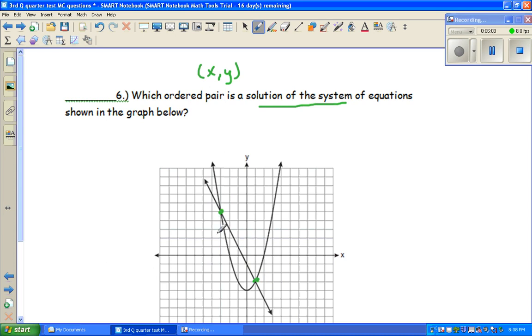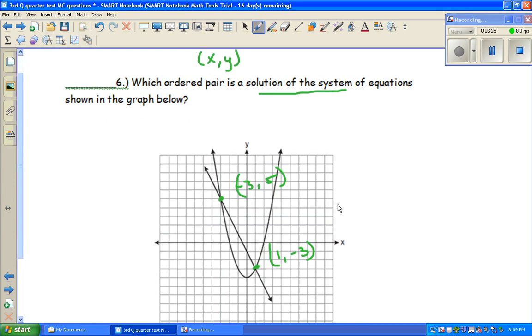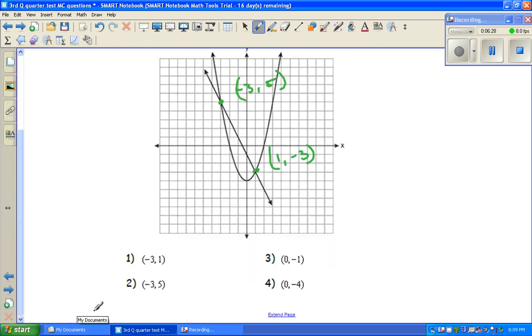This point for us is -1, -2, -3. It's up 1, 2, 3, 4, 5. So this point is really -3, 5. This point is over 1, down 1, 2, 3. So it's 1, -3. When we look at our answers, I'm looking for either this point or this point to be in our answers. And I see -3, 5. Right there.